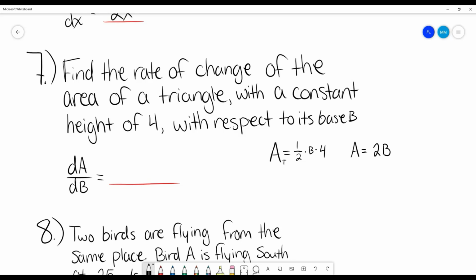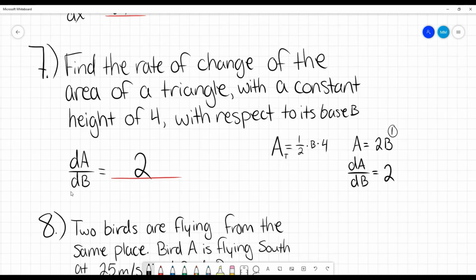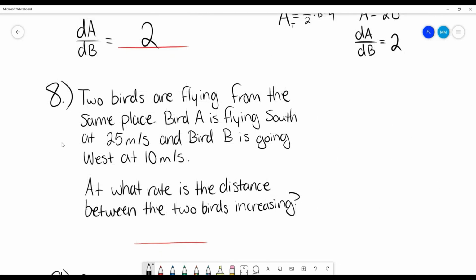So in this case, our area is 4 times 1/2, or just 2b. So if we want to find the derivative of that with respect to b, well, I know this is a power of 1, so we could use our power rule here if we were confused, but the derivative of this will just be 2, right? Because it's going to be a 1 times a 2, and then I would subtract 1 from my exponent, which would just get me b to the 0, which is just 1. So our answer is 2. I hope that makes some sense.